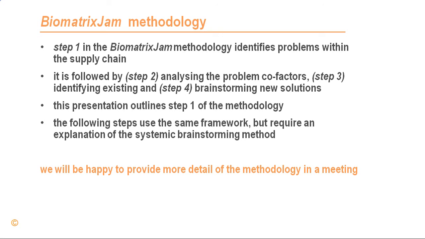To summarize, the identification of problems within the supply chain, the first step in the Biomatrix Jam methodology, is followed by analyzing the problem cofactors, identifying of existing and brainstorming of new solutions. This presentation outlined the first step of the methodology. The following steps use the same framework, however, they require an explanation of the systemic brainstorming method. We will be happy to discuss the methodology in more detail in a meeting.